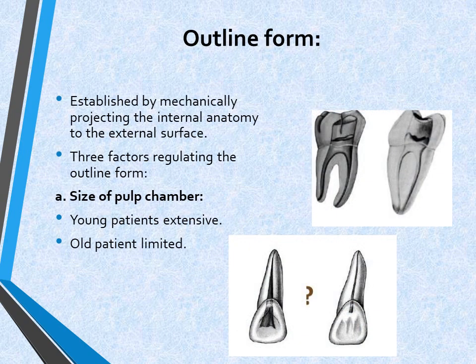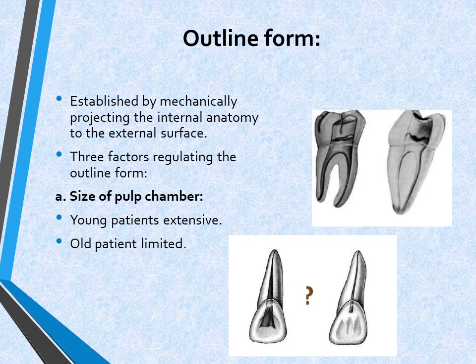This is established by projecting the internal anatomy of the tooth to the external surface. So that means your pulpal anatomy is going to determine what kind of access opening and outline form you have to maintain for that particular tooth. Also there are some other factors which play a role. One is the size of the pulp chamber.